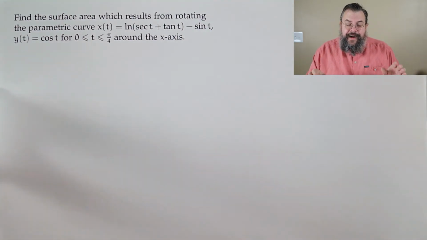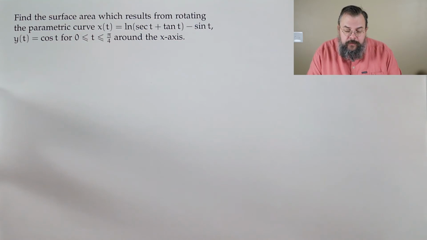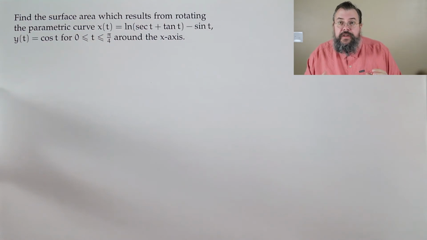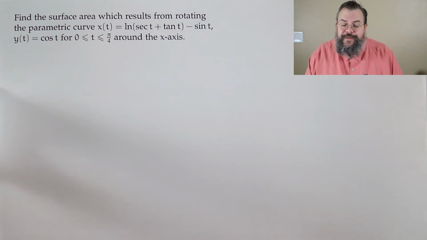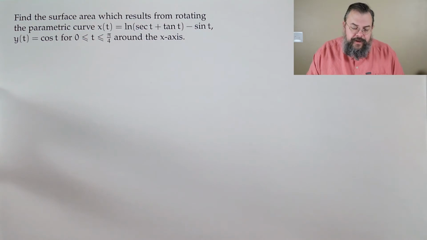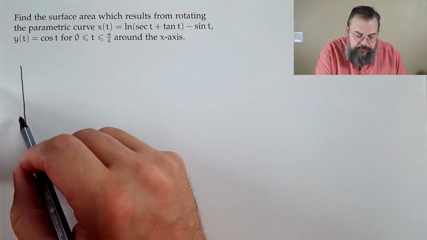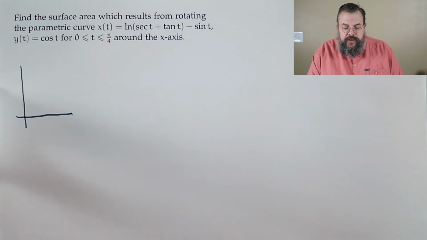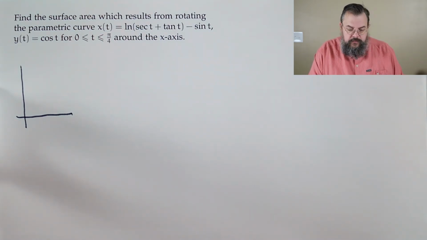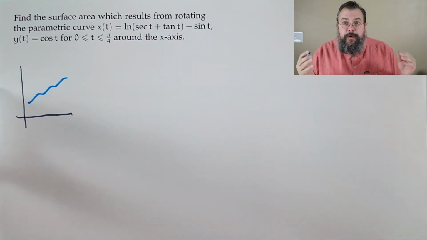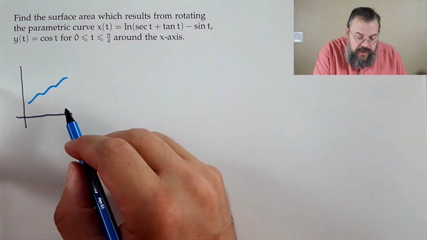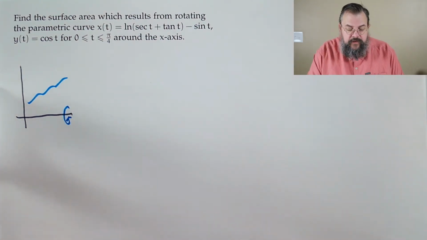Surface area. Find the surface area which results from rotating the parametric curve x is log of secant plus tangent minus sine, and y is cosine, around the x-axis. Well, what a strange looking curve. I don't know exactly what it looks like, but we don't have to know. It's doing something, so let's just say it's doing something like that. Probably not, but who knows? And we're spinning it around the x-axis.